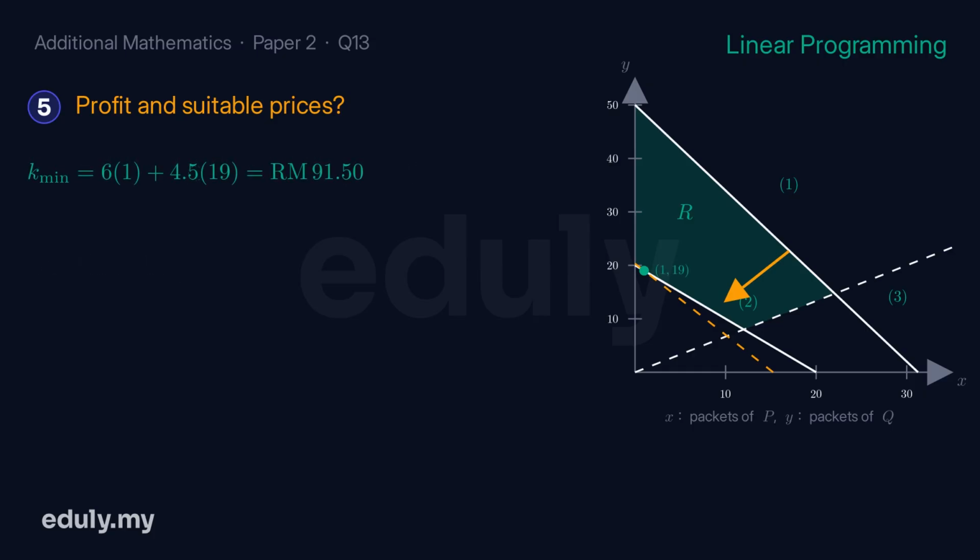At that corner, 1P and 19Q, the minimum profit is 91 ringgit 50. He keeps half for running costs, 45 ringgit 75. Even in the worst case, that beats the 40 ringgit wage, so the prices are suitable.